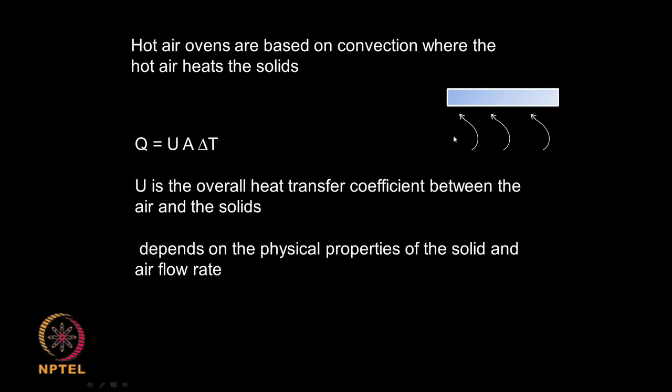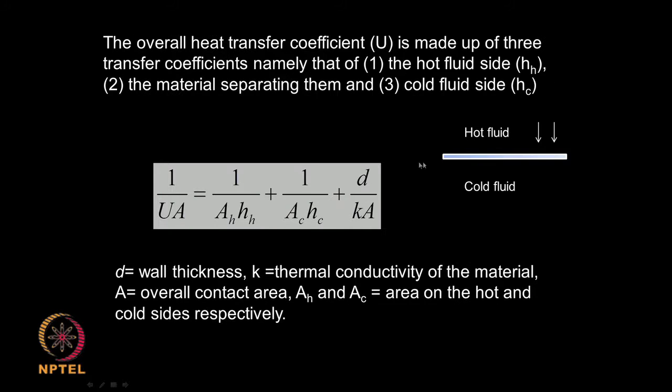If you take convection, heat Q, the amount of heat you need to supply, is U A delta T, where A is the area, U is the overall heat transfer coefficient, and delta T is the driving force. Okay. U depends on the physical properties of the solid and the air flow rate and so on actually. Okay. So, U is related to individual heat transfer coefficients. Okay. Heat transfer coefficient related to the hot fluid side, heat transfer coefficient related to the cold fluid side, and the thermal conductivity of the material.